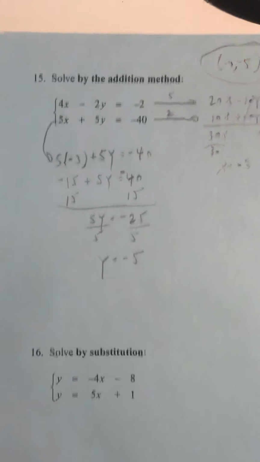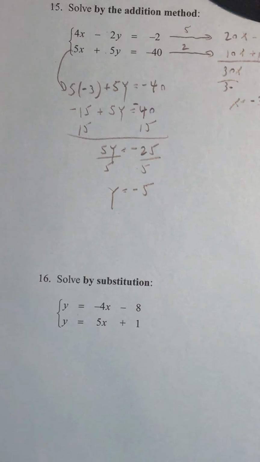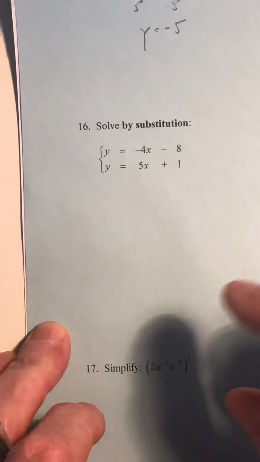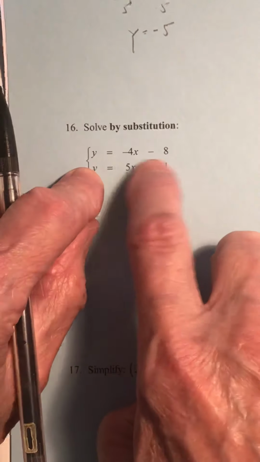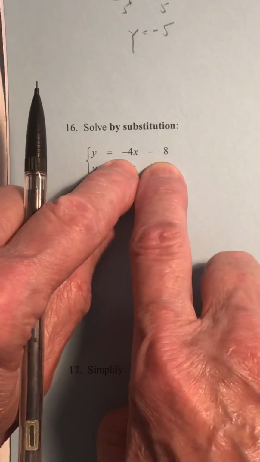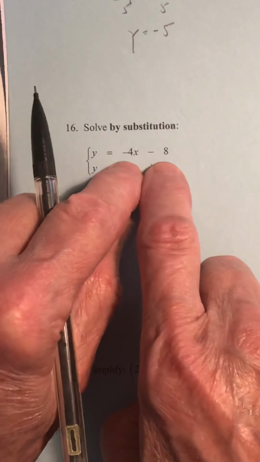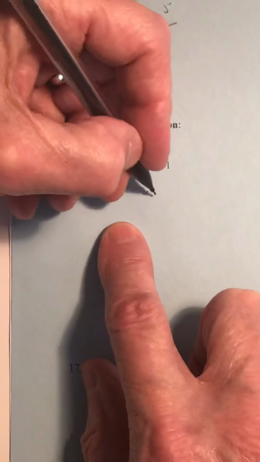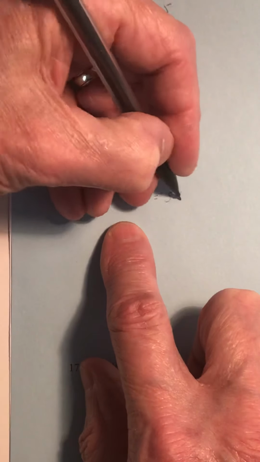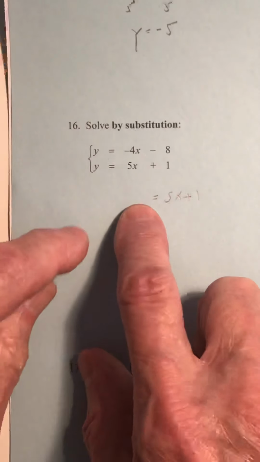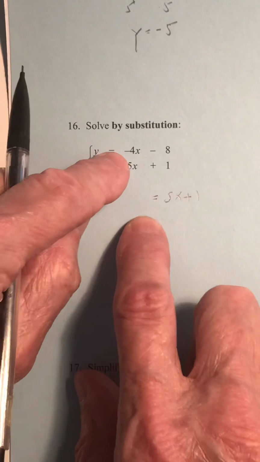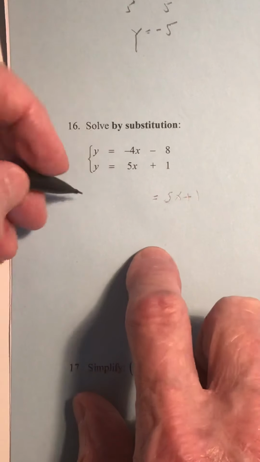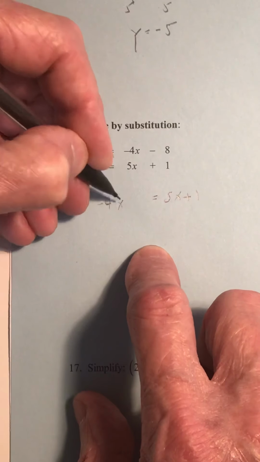Now, next one says solve by substitution. And notice that the first equation says y is equal to that. That means we can substitute this expression for y in the other equation. For this bottom equation, let me copy that. So it says y equals that. Well, instead of writing the y, I can write what the top equation says is the same thing as a y, negative 4x minus 8.